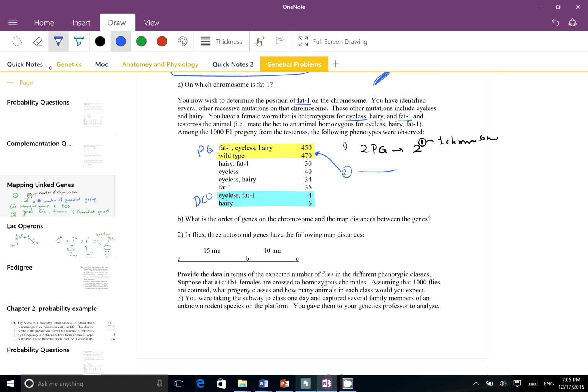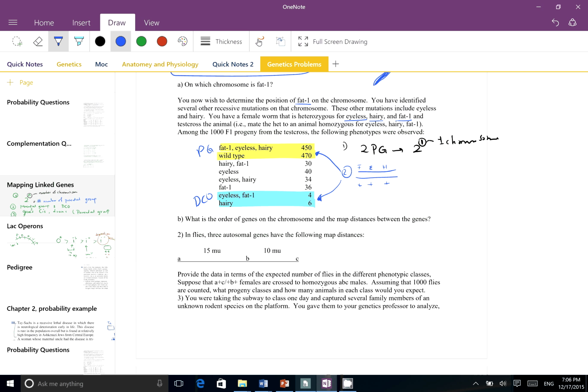So here's my chromosome, okay. Fat, eyeless, and hairy are actually in cis of each other, and the other one, the wild type one, is on the other chromosome, opposite to it. Anyways, so I figured out that they're all in cis of each other, okay, but that does not tell me the order. For me to figure out the order, I look at the double crossover.